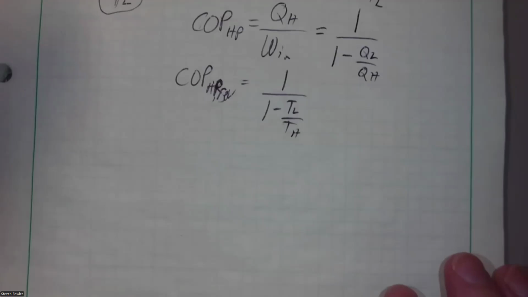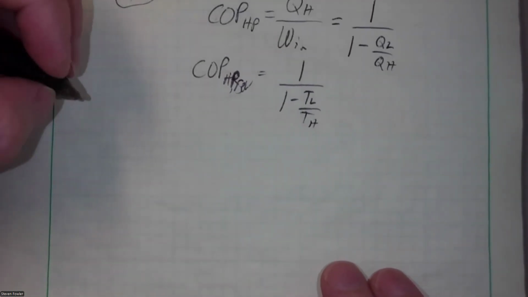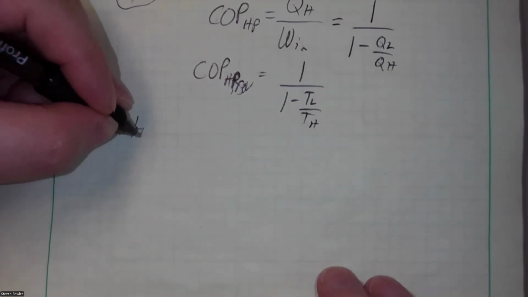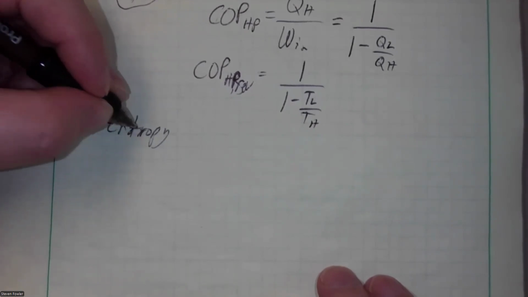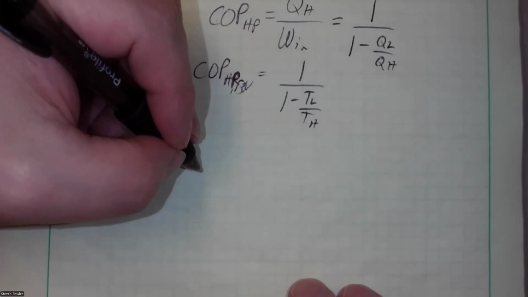Now, how do we know reversible makes sense and that we can use these, and how do we know that's the best case scenario? That comes in when we talk about entropy, which is Chapter 7. Entropy. And that basically comes down to the second law.